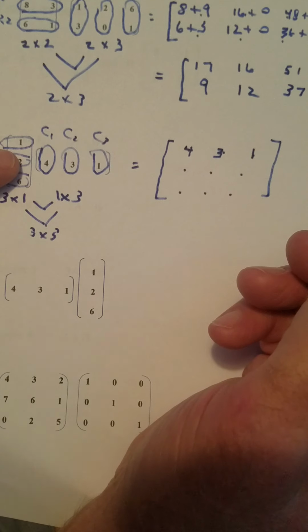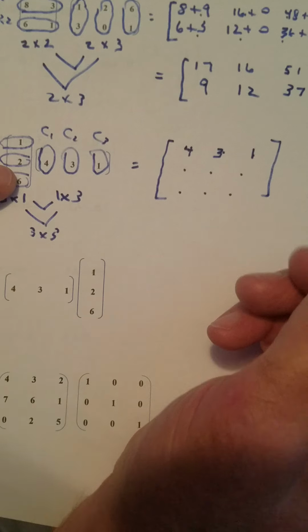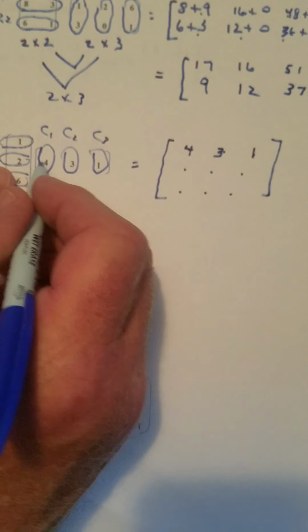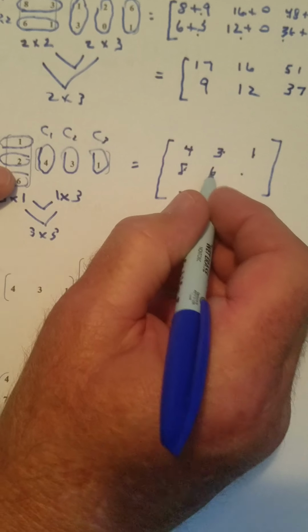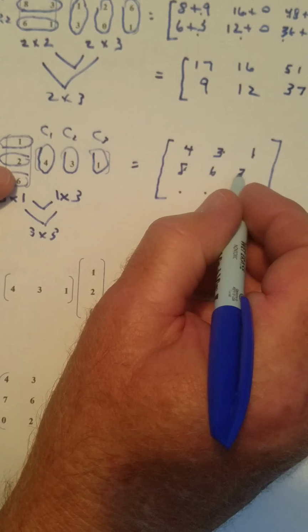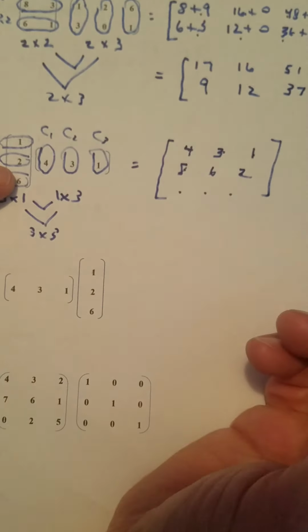So there's no addition because there's only the one set of numbers. We go to row 2. 2 times 4 is 8. 2 times 3 is 6. 2 times 1 is 2. So really all you do is take 2 times each of those numbers.